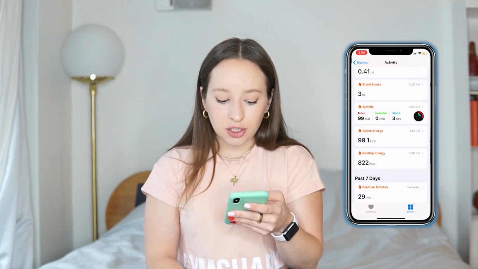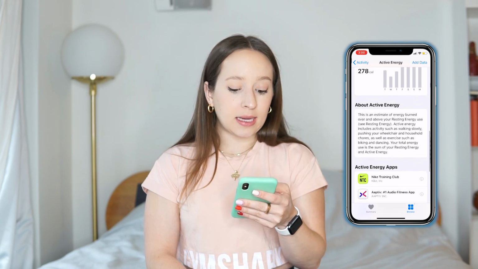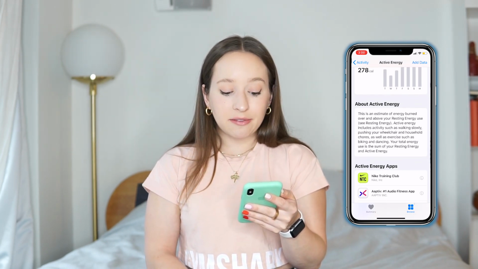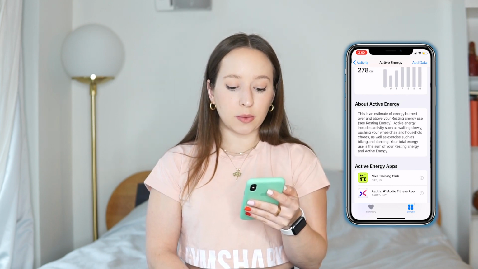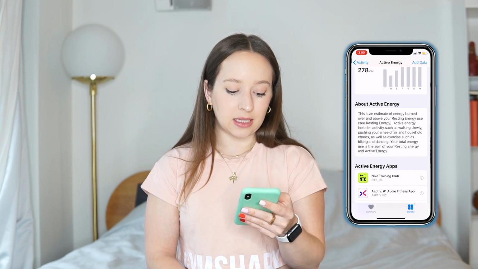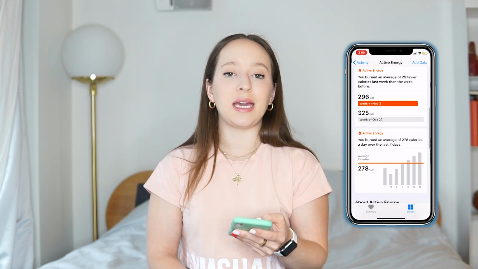Then there's active energy, and it says here, this is an estimate of energy burned over and above your resting energy. Active energy includes activities such as walking slowly, pushing your wheelchair, and household chores, as well as exercise such as biking and dancing. So all of active energy is going to be your NEAT. So this would be your non-exercise related activity thermogenesis. So this is fidgeting, walking around, commuting, and then it's also going to take into account your workouts, all of your energy that you're expending through actually exercising.